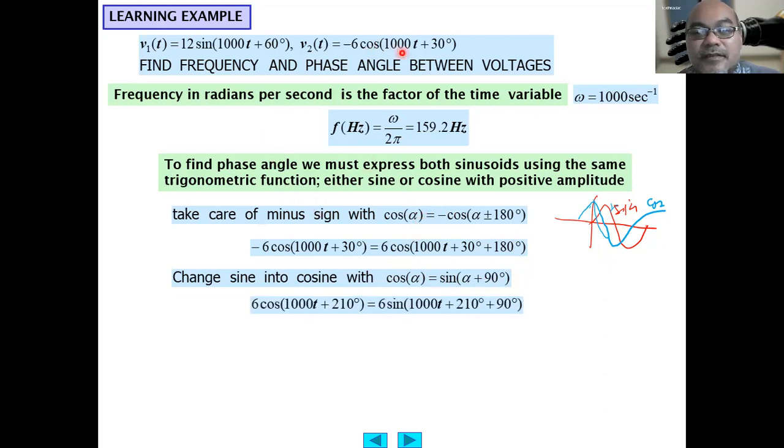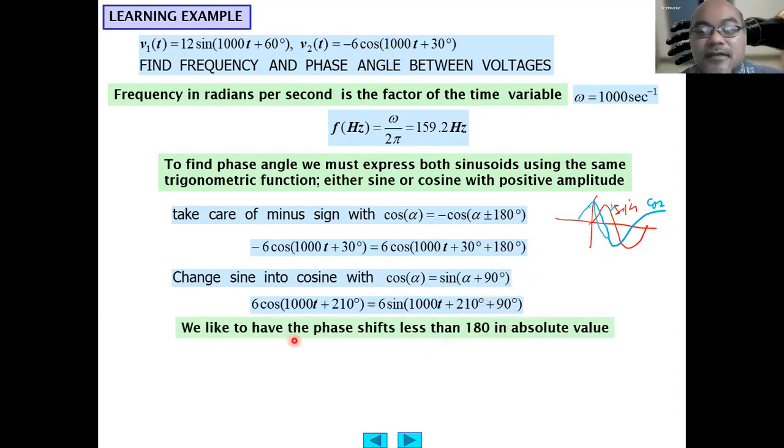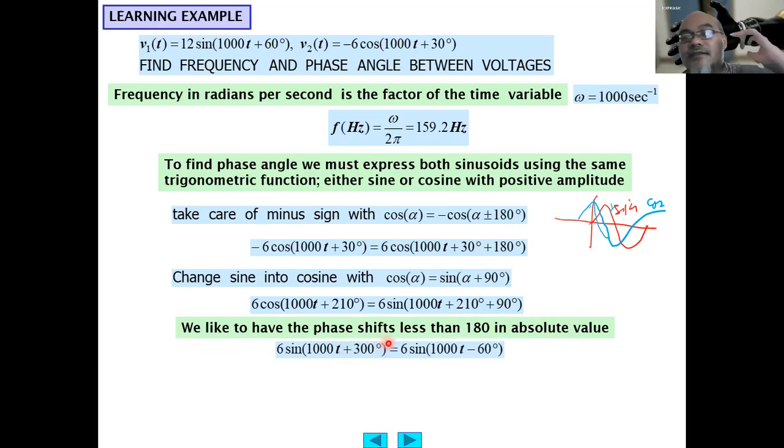So 6 cosine 1000t plus 210 degrees equals 6 sine 1000t plus 210 degrees plus 90 degrees, which equals 6 sine 1000t plus 300 degrees. We like to have the phase shifts less than 180 degrees in absolute value. So this one is still 300 degrees.